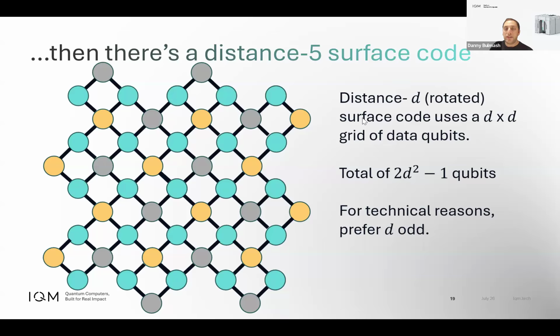Do superconducting qubits support long-range gates between different code patches? So in principle, you can build infrastructure for long-range gates. This is technically challenging for superconducting qubits, but it is something that is possible to implement.